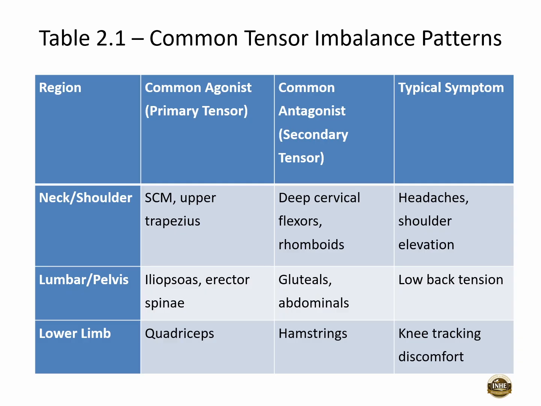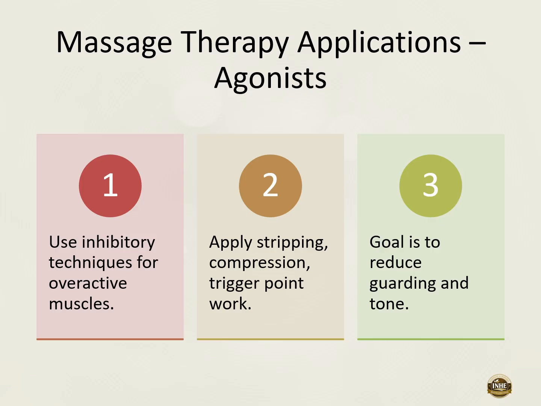Now, it is time to cover massage applications for agonist and antagonist muscles. When working with overactive agonists, inhibitory techniques are commonly used. These may include stripping, compression, trigger point therapy, or deep tissue approaches. The objective is to reduce excessive tone, guarding, and neurological overactivity. The goal is not to attack tissue aggressively, but to encourage relaxation and normalization. In contrast, antagonistic muscles require a different approach.